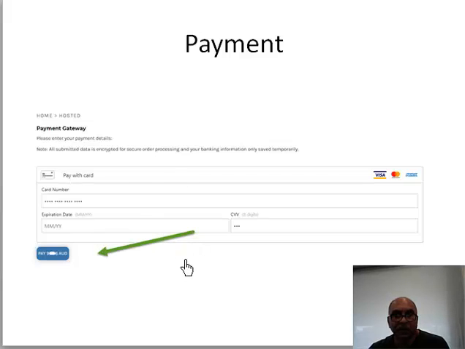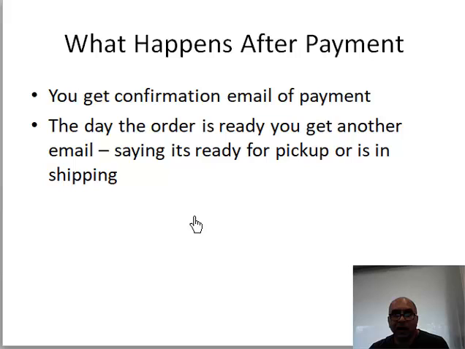Here I put my credit card details, and it's pretty straightforward. Once you click process or pay, the order goes through. So what happens after payment? You'll get an email confirming your payment, so that's your receipt. You'll also get another email when the shirts are printed. If it's a same day t-shirt, you get the email either the same day, roughly around 4:30, to say it's ready to pick up, or you can pick it up the next day.